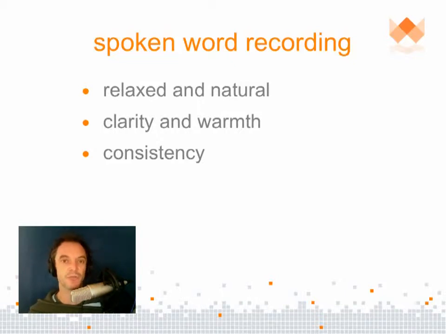Clarity and warmth of sound, well, a lot of that comes from the microphone and how it's used. So again, that's going to be central to what we're talking about. And also getting a consistency to the sound, so that when you're producing materials again and again, you get a consistent sound from your microphone which becomes associated with your materials. So first thing we're going to start with is looking at a few different kinds of microphone.